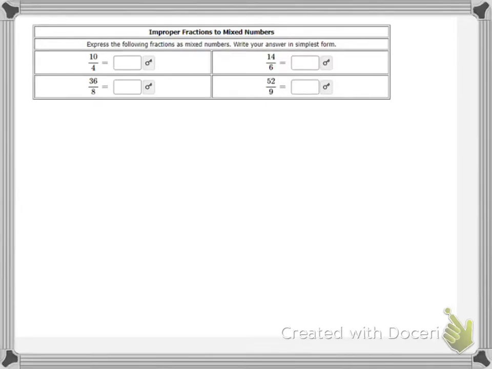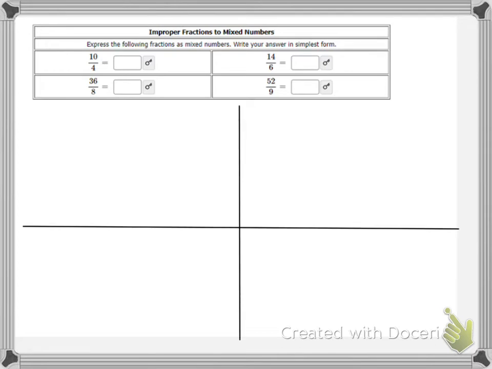In this example, we are going to look at how we rewrite improper fractions as mixed numbers. As always, we want our final answer to be in simplest form. So we have 4 examples of improper fractions. I'm going to split my workspace up into 4 sections, and I'm going to show you how to convert each improper fraction to a mixed number.